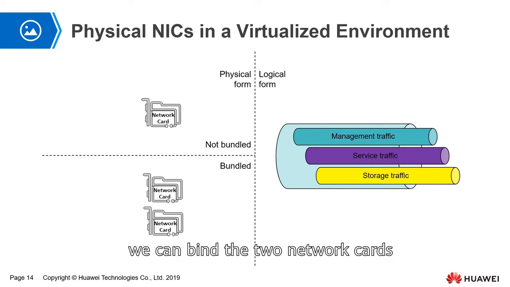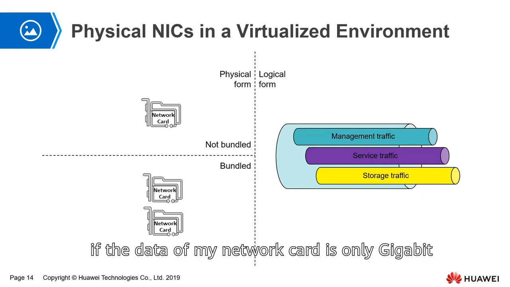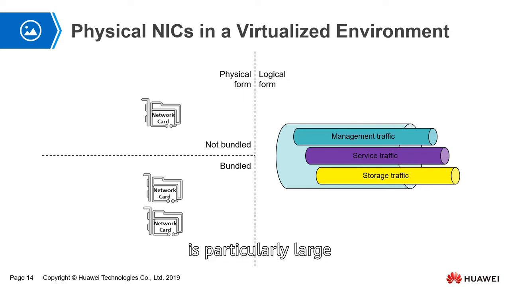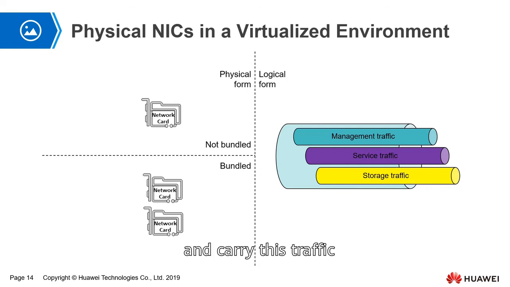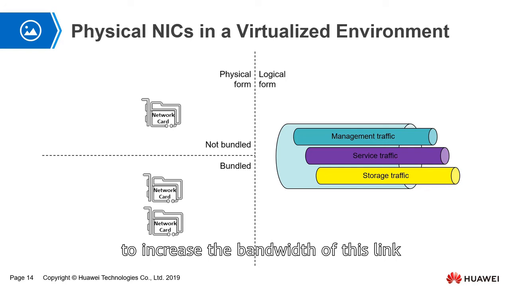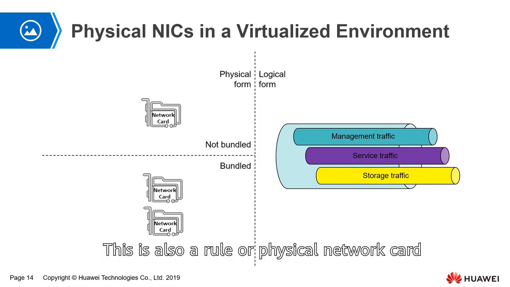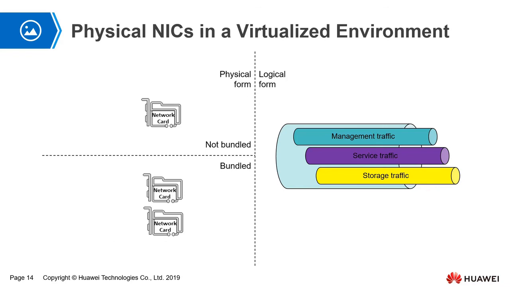At the same time, we can bind two network cards. If one network card is broken, the other can still carry this traffic. Another function is that if my network card is only gigabit, but my business traffic is particularly large, the current network card cannot meet the demand. At this time, we can tie several network cards together and carry this traffic to increase the bandwidth of this link to meet the needs of the business. This is also a role of the physical network card.